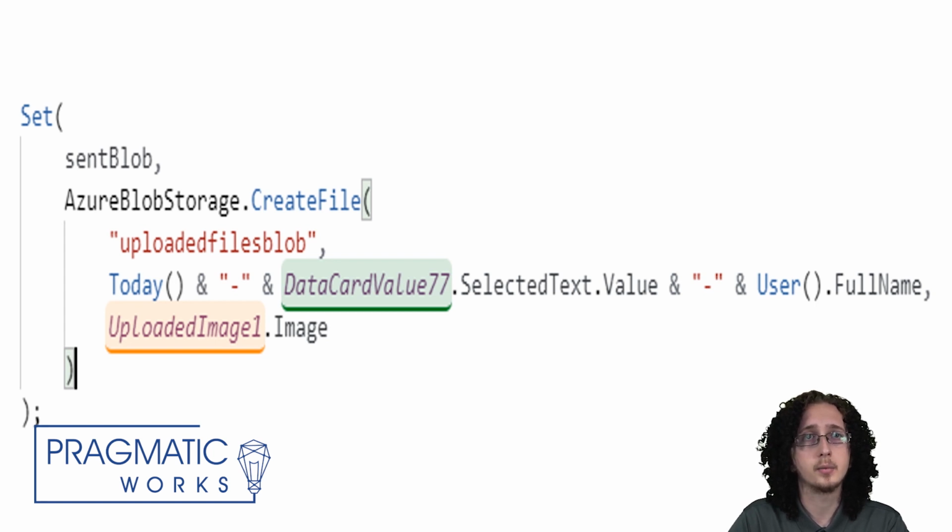The first parameter it's asking for is the folder name. This is also where you're going to put the folder path, potentially, if you have some nested folders. The second line for this function is just the name. There's a couple of things here. As you can see, you can even use functions inside this CreateFile.